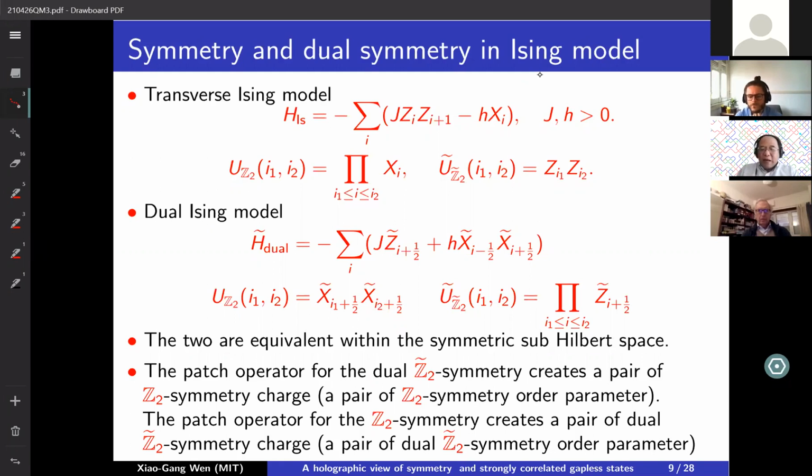Here we notice that this Z operator is actually a creation of a Z2 charge. This operator creates a charge of this symmetry transformation because Z does not commute with this product of X. Similarly, this X tilde operator creates a charge of this Z tilde, and vice versa. So the endpoint of one symmetry operator corresponds to a charge of the other dual symmetry. And why this is important is because of the following.